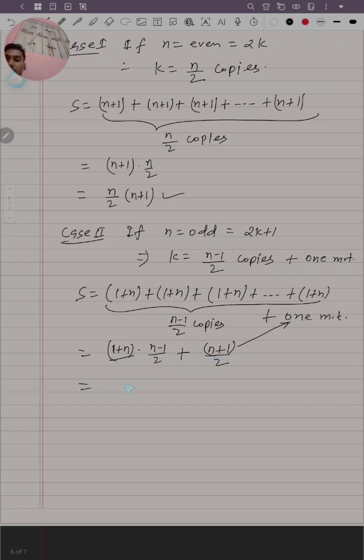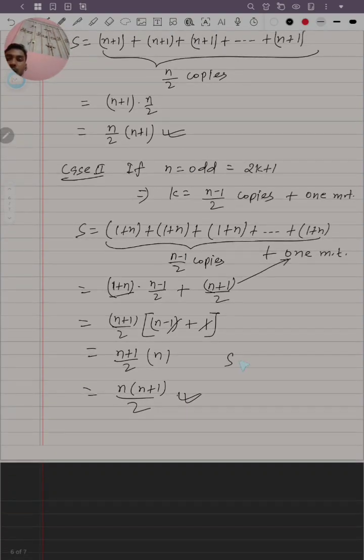factor out n plus 1 by 2, therefore my first term left is n minus 1 and my second term left is only 1, therefore n plus 1 by 2 into n minus 1 plus 1, the minus 1 and plus 1 cancel, therefore n into n plus 1 by 2 again. So no matter whether n is odd or even, both answers are the same.